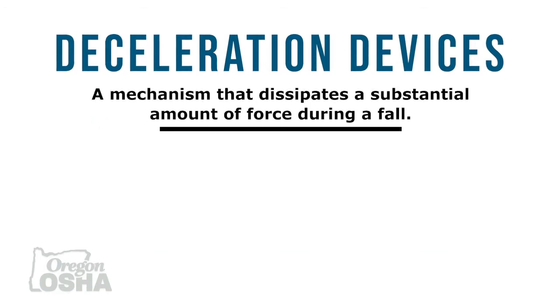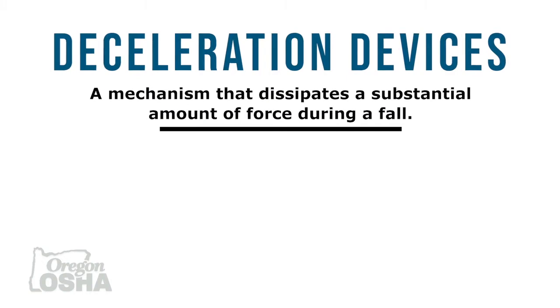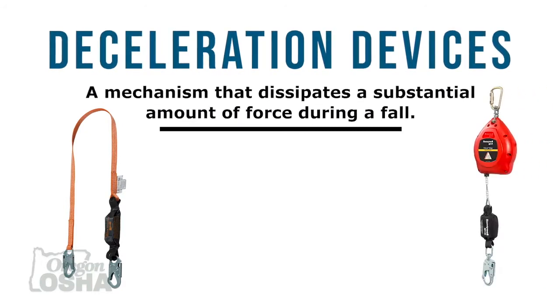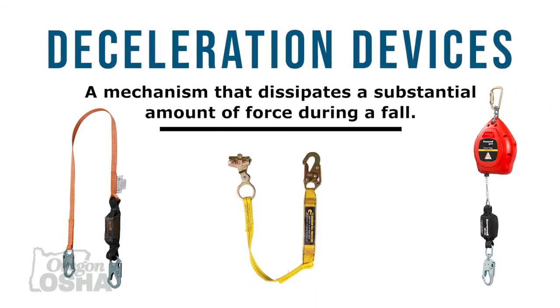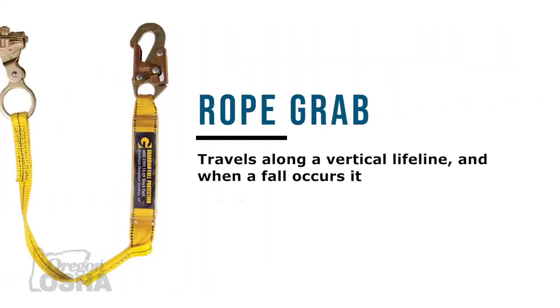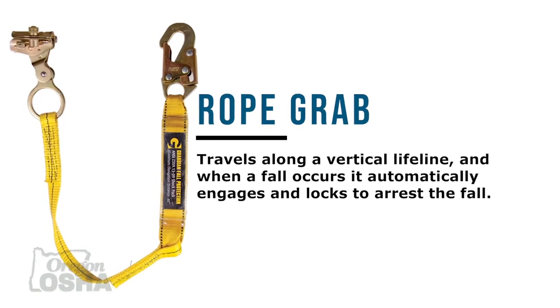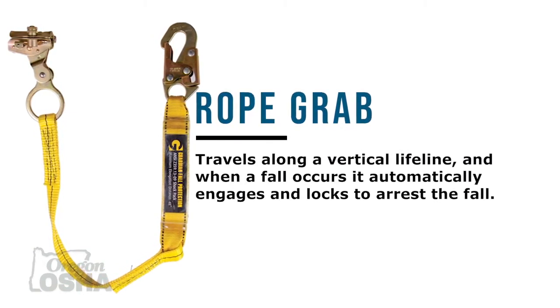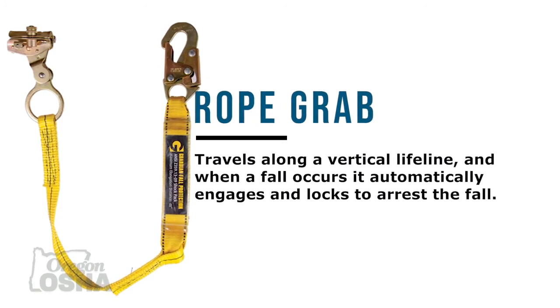A deceleration device is a mechanism that dissipates a substantial amount of force during a fall. Common examples include ripstitch lanyards, also known as shock absorbers or shock packs, self-retracting lifelines, and rope grabs. Let's briefly cover what each of these mean. A rope grab travels along a vertical lifeline connected to anchors. When a fall occurs, the rope grab automatically engages and locks to arrest the fall.